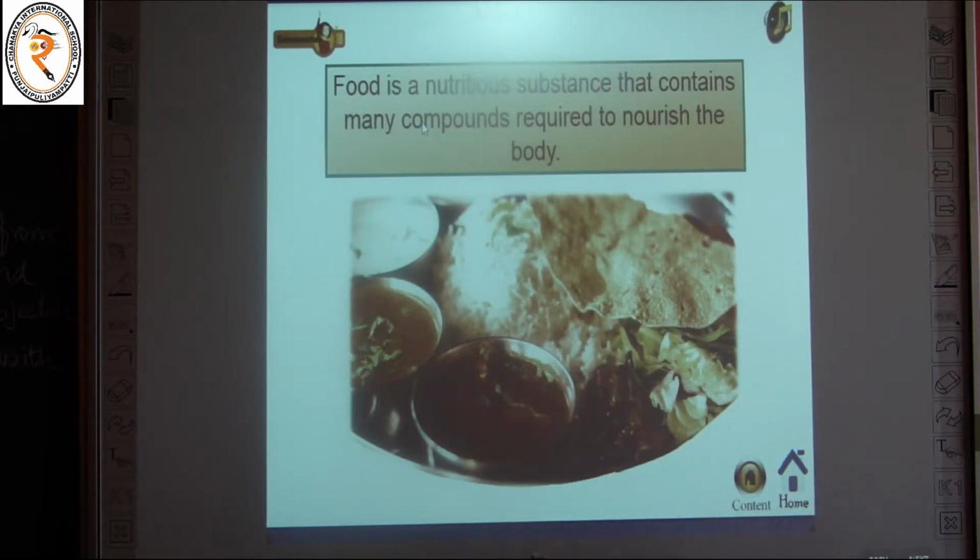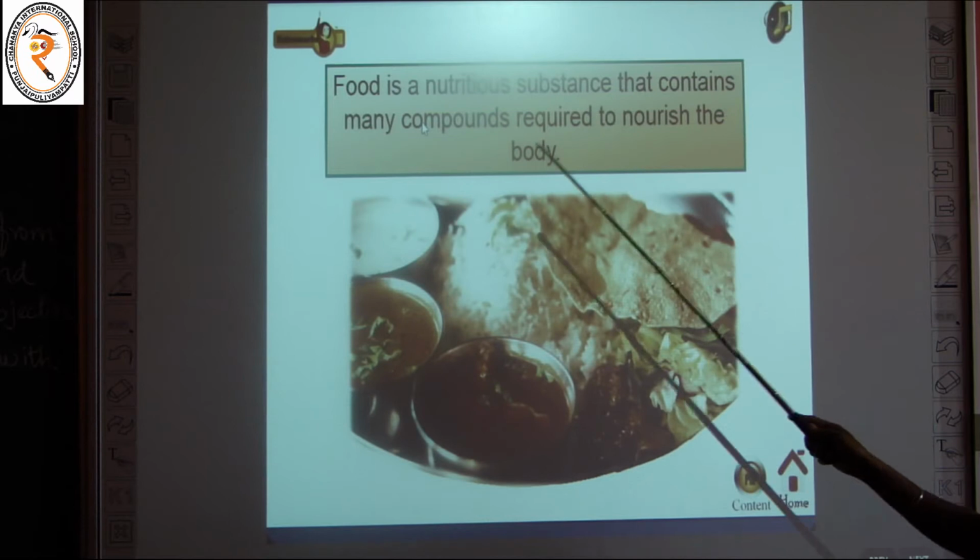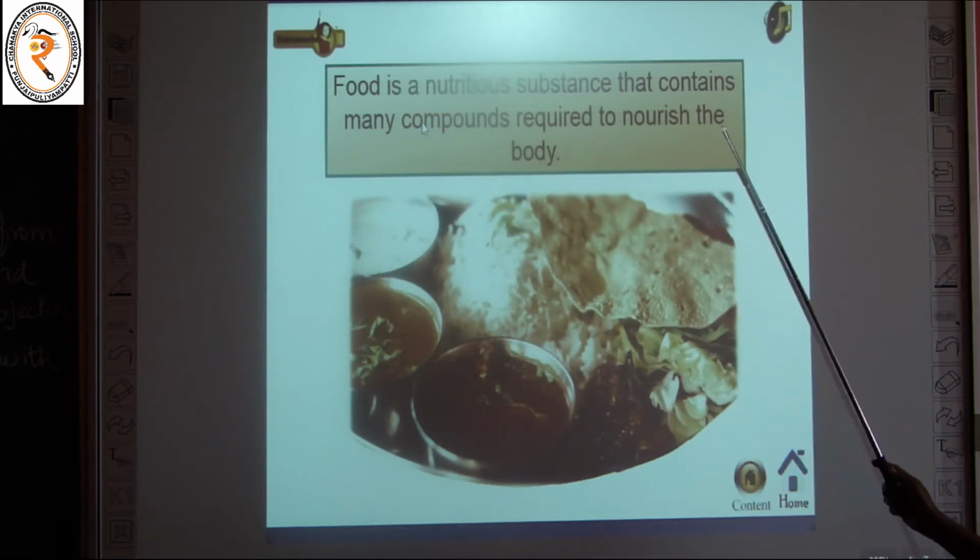So food is a nutrient substance that contains many compounds required to nourish the body. It gives us energy and it helps us to grow strong. So these are all the functions of food. And the next one.